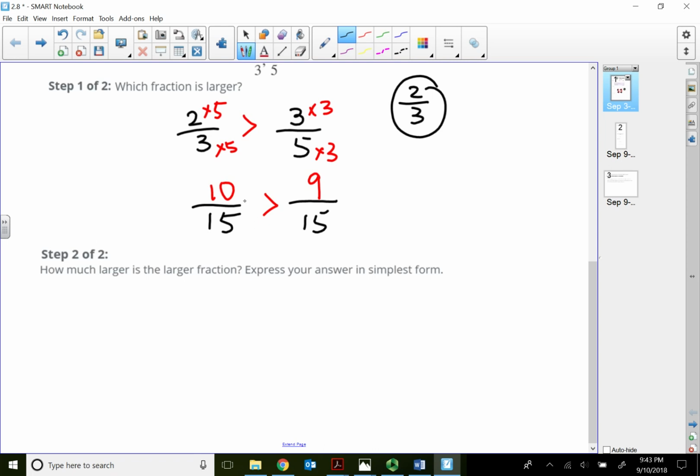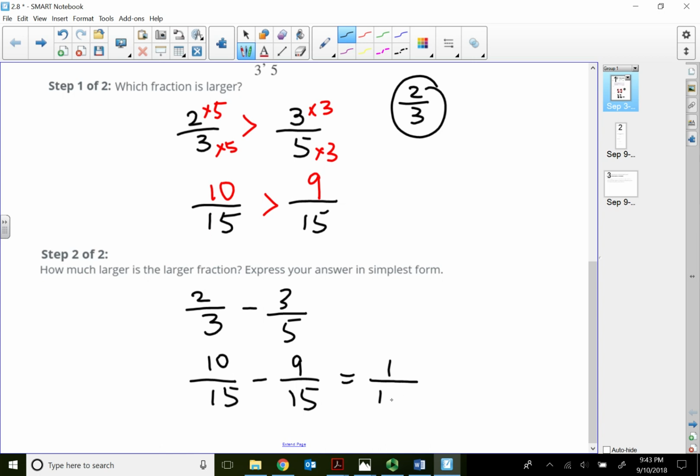That means I need to subtract the two. That's basically the idea. Since I already found the equivalent fractions, 10/15 and 9/15, if I just subtract them, how much larger is 2/3 as compared to 3/5? It's only 1/15 larger. Okay, so that would be the answer.